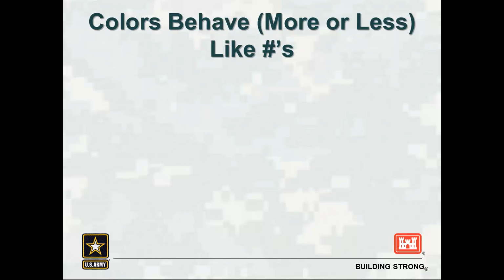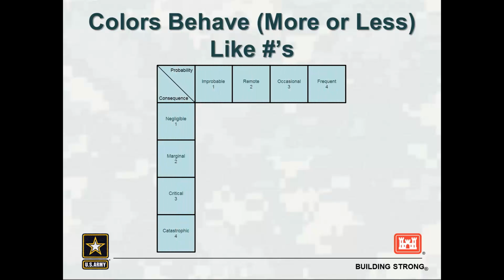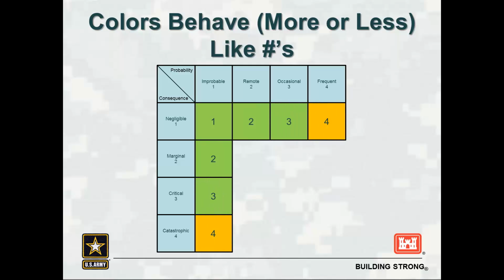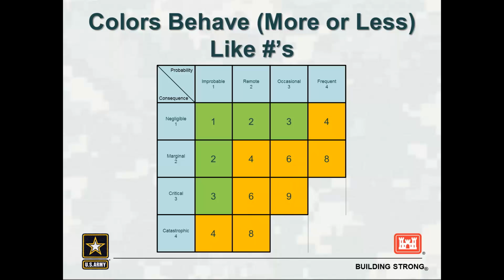What you want is for the colors in your risk matrix to behave more or less like numbers. So let me illustrate that simply by putting a 1 on an improbable probability and a 4 on the frequent, a 1 on a negligible consequence, and a 4 on the catastrophic. And then if we complete the simple equation multiplication, we end up with numbers like this. And please keep in mind, these are not objective numbers. These are just illustrative of what you are trying to accomplish when you color a matrix.